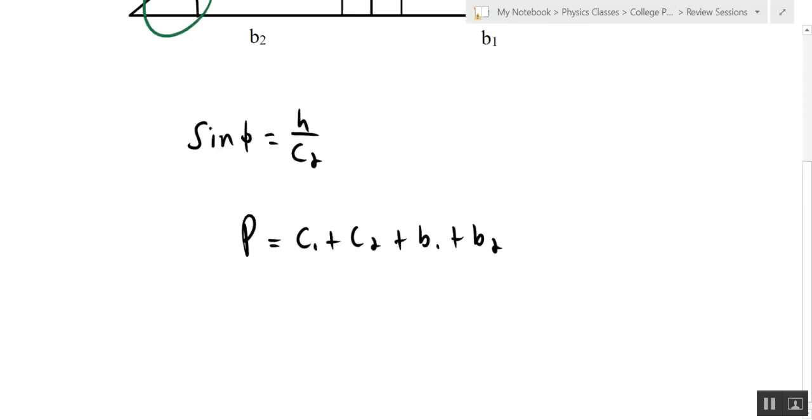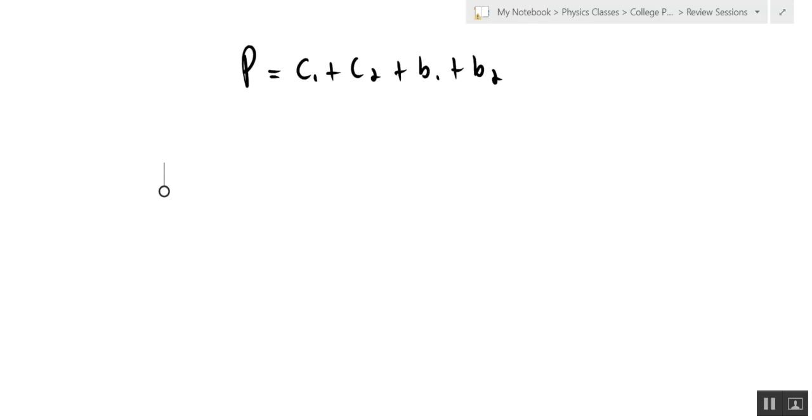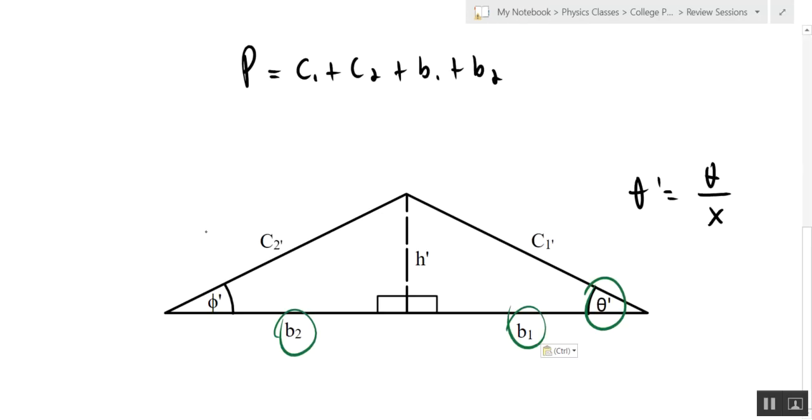So let's go. And so you have to find the new perimeter again. So you have to find the new C2 and the new C1.